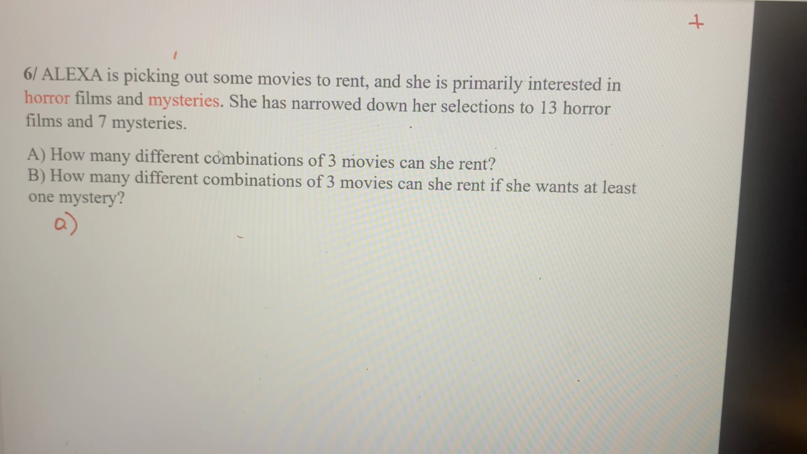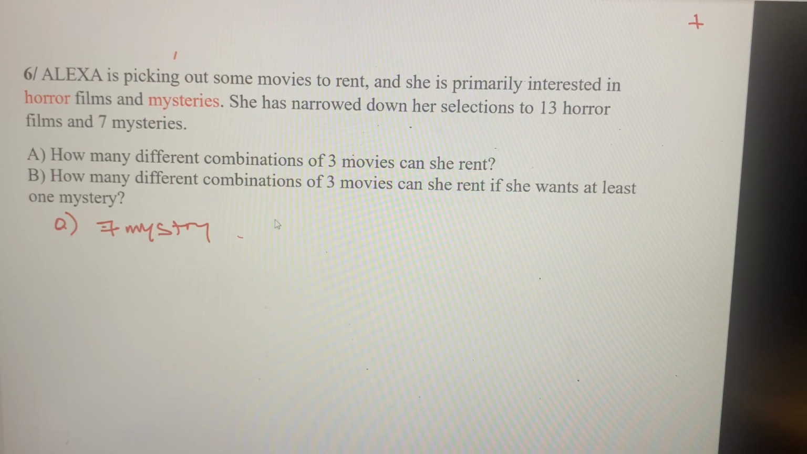All right. So problem A is straightforward, because it asks how many different combinations of 3 movies she can rent. This is simply a combination problem. But to solve it, we first have to know how many movies there are. In A, 7 of them are mystery movies, and 13 of them are horror movies. So altogether we have 20 movies, right?